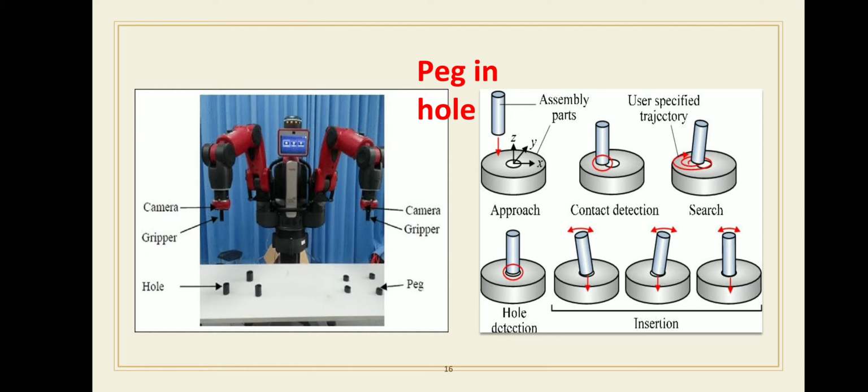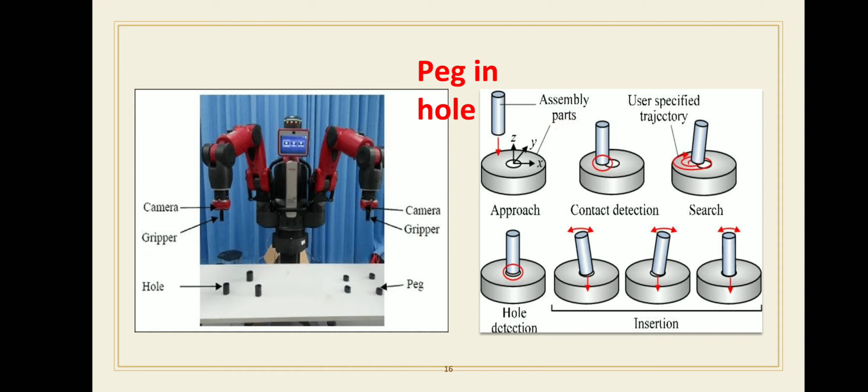In part mating, the first operation is peg in hole. This figure shows peg in hole. These are the two robots, these are the cameras, and the grippers are nothing but the end effector, which is directly connected to the last joint. These are the holes and these are the pegs. So this is the peg in hole, or insertion, task.